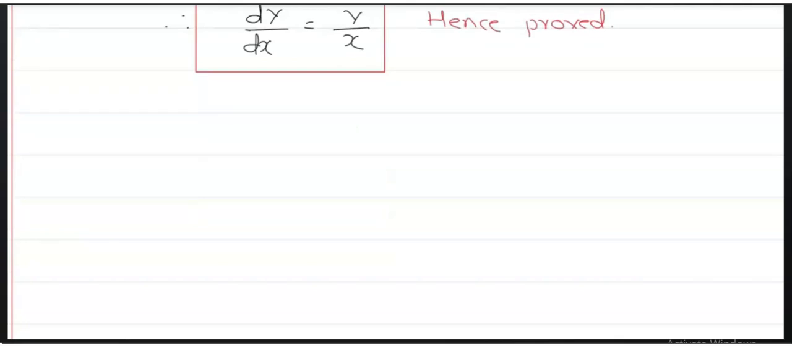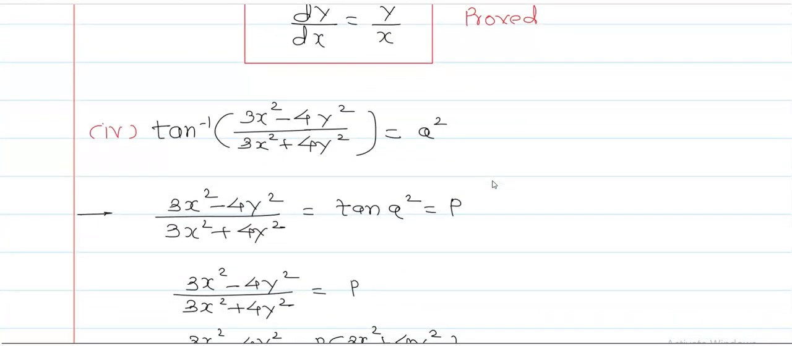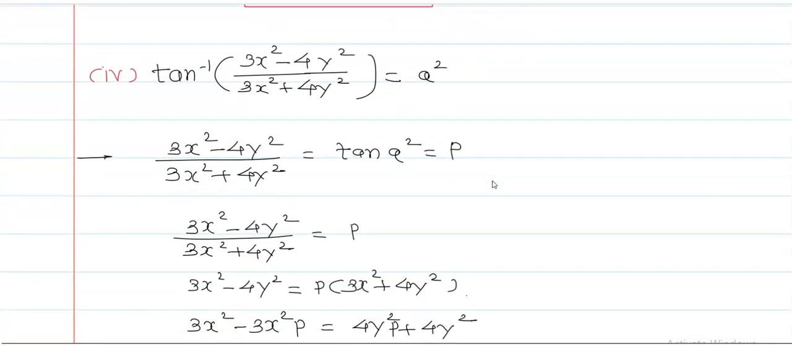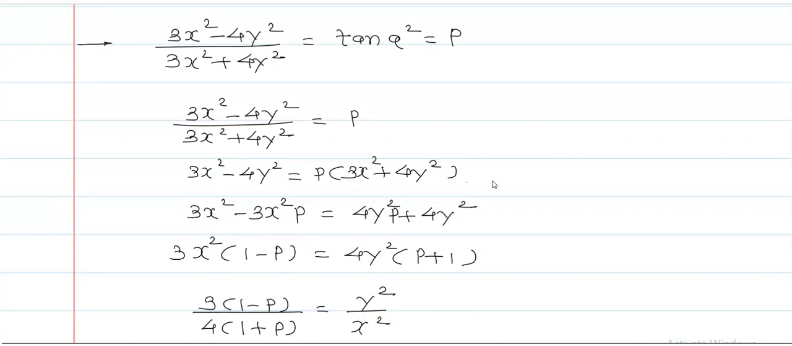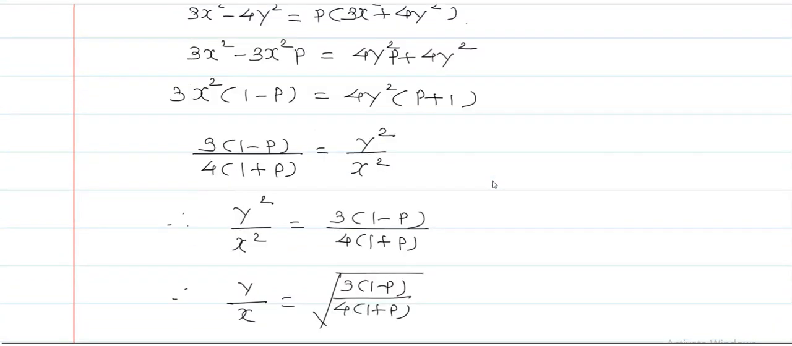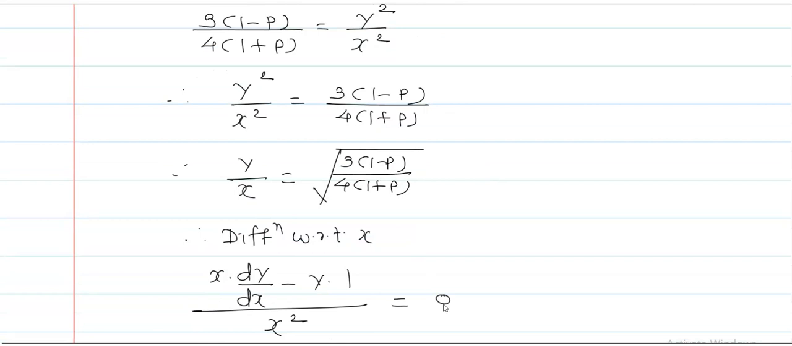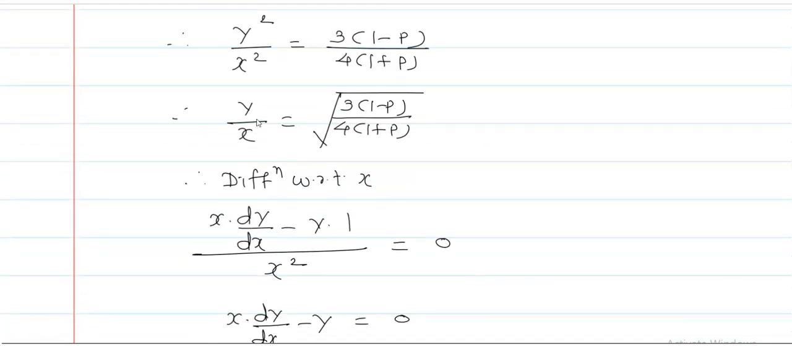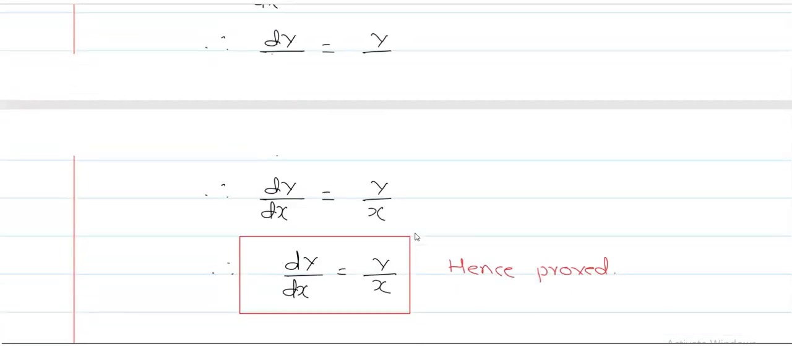See this again. You want tan inverse, that is p. Take the square root, differentiate with respect to x, the derivative of this constant is 0. Apply the quotient rule for y upon x, and that's why dy by dx is equal to y upon x, and hence it is proved.